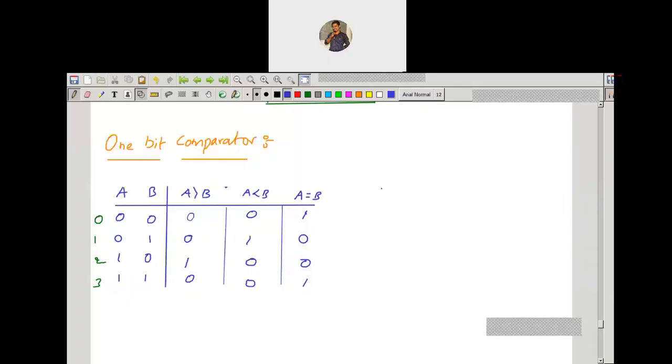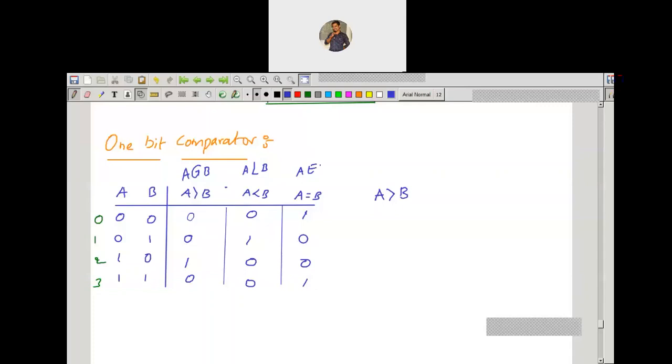Now here, you can take the K map to get the Boolean expression for A more than B and A less than B. You can take the K map, but without taking the K map, I'm writing here. In your semester examination, you can take that. So here I'm going to represent A more than B with A G B, A less than B with A L B, and A equal to B with A E B. This is my representation.